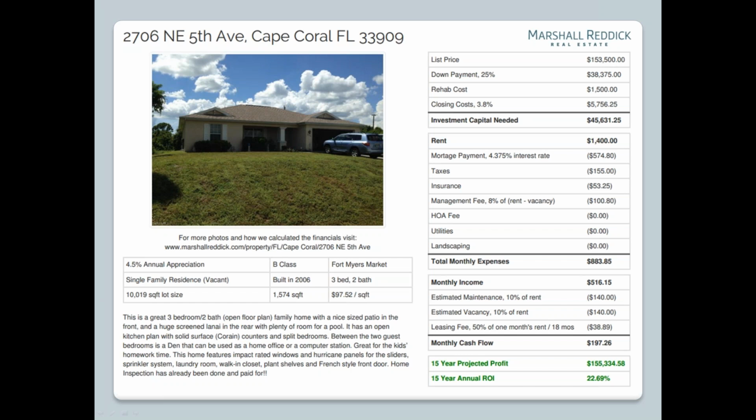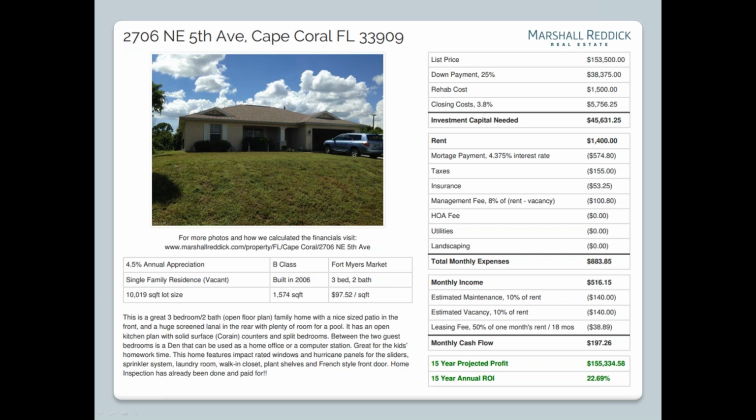Now, $516 is the monthly income. We take out our estimates on a monthly basis of maintenance, vacancy, and leasing. Leasing in this market is 1/2 of the first month's rent. We take that $700 and we divide it by 18 months to get that $38.89.